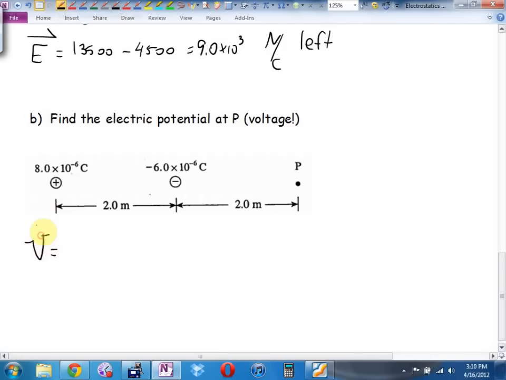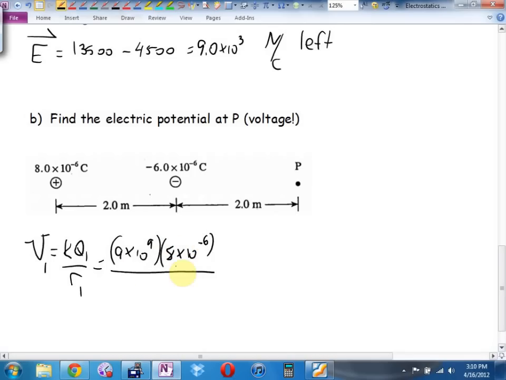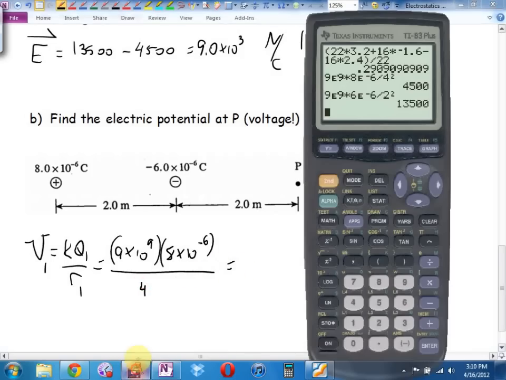Voltage. What's the voltage for point charges? Did I say point charges is a letter that kind of tells you that it's a point charge? What's the voltage for point charges? Very nice. This is going to be voltage from charge 1, kQ1 over R1. 9 times 10 to the 9th, 8 times 10 to the negative 6, all over 4. I get a voltage of 18,000.